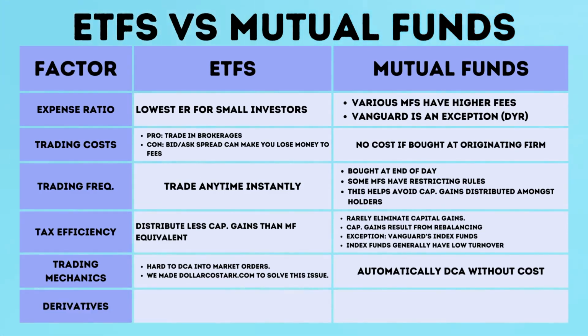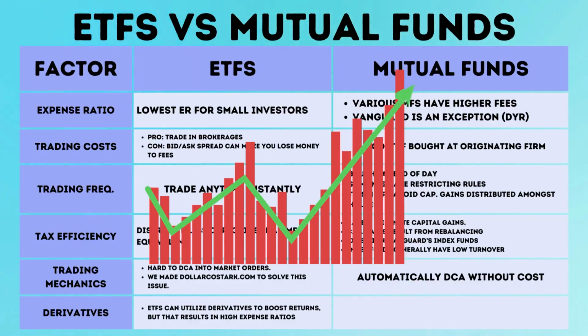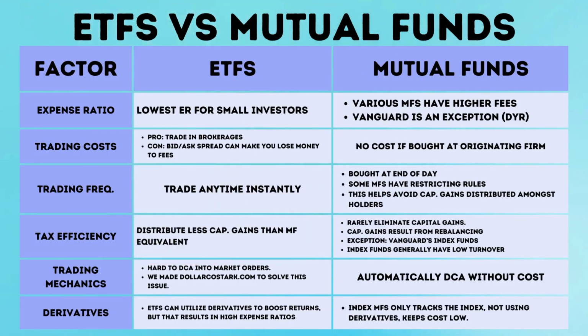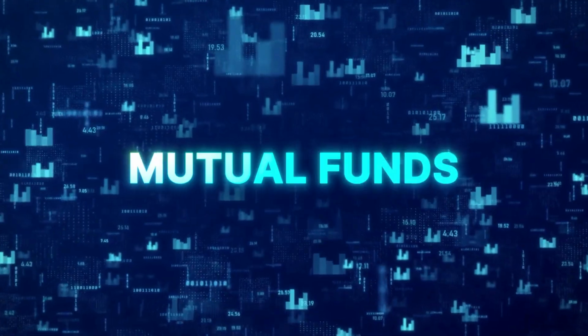The last factor is derivatives. Now, ETFs can utilize derivatives to boost returns, but will have higher expense ratios when they do this. Mutual funds, on the other hand, with index mutual funds, they only track the index, which will keep the costs low. I really think that there is one thing that investors don't think too much about, and that is the cost of owning an ETF versus a mutual fund.